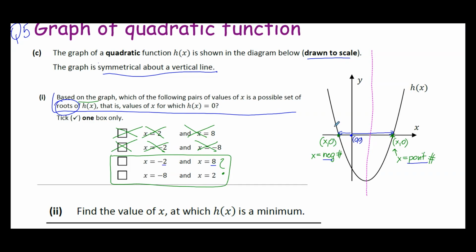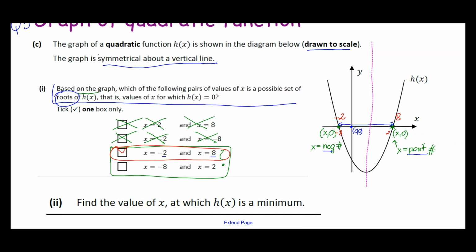Let's just get a different pen. -2 and 8. Does that look reasonable? Yes, it does. What about the second one? -8 and 2. So this side has to be further to be -8 for that to be 2, isn't it? So yes, indeed, that is the pair that I got for the roots.